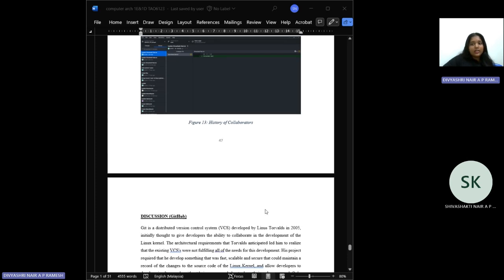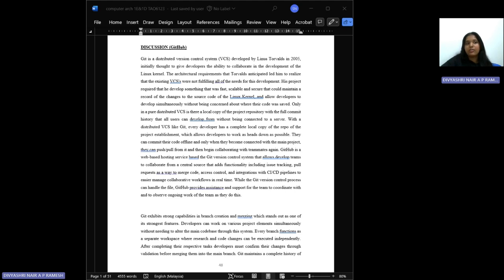Overall, GitHub helps us stay organized, collaborate smoothly, and track every update throughout our project. Moving on to the discussion part for GitHub.